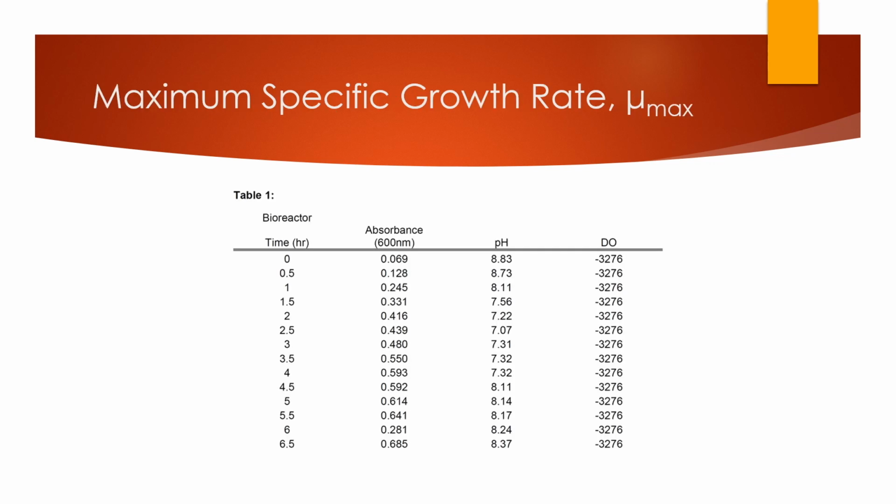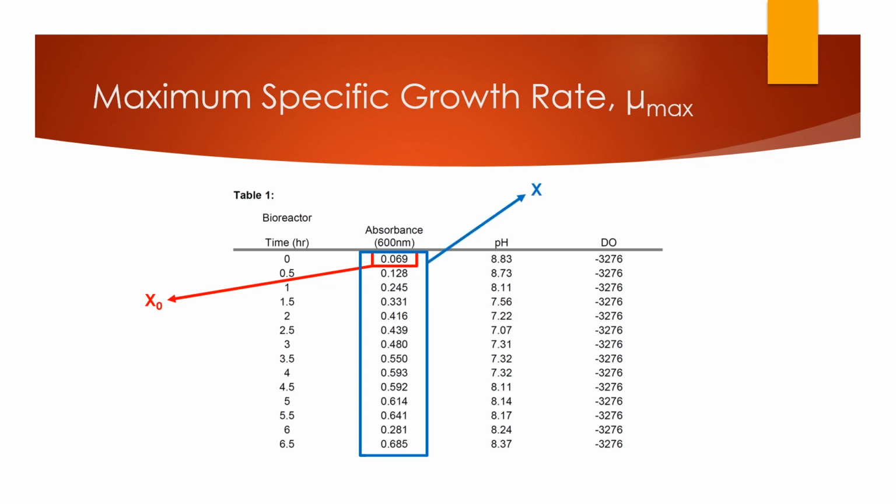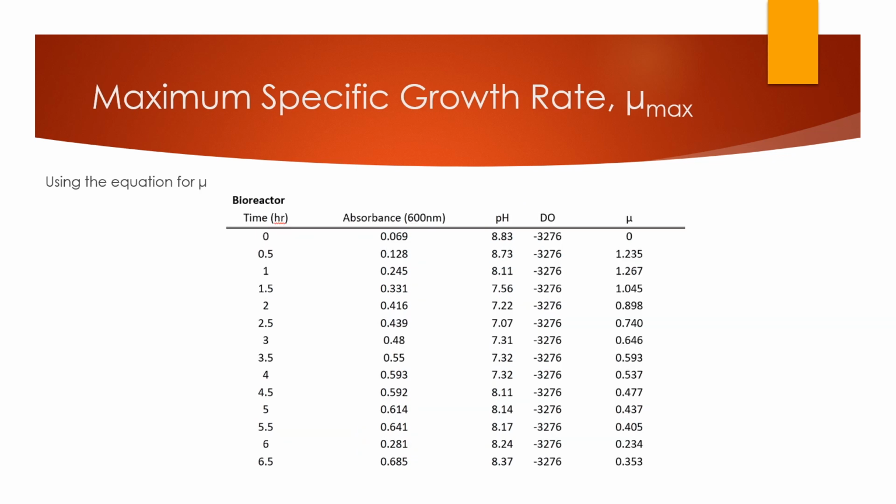To solve for the maximum specific growth rate, mu max, we need to look at the biomass optically using the cell density in a UV-Vis spectrometer set at 600 nanometers. When looking at the absorbance values, we see that the initial absorbance value can be expressed as the initial biomass concentration x naught, and the rest of the absorbance values can be expressed as the biomass concentration at some time t. Using the equation for mu, we can now find our mu max by looking at the different mu values and finding the maximum value.